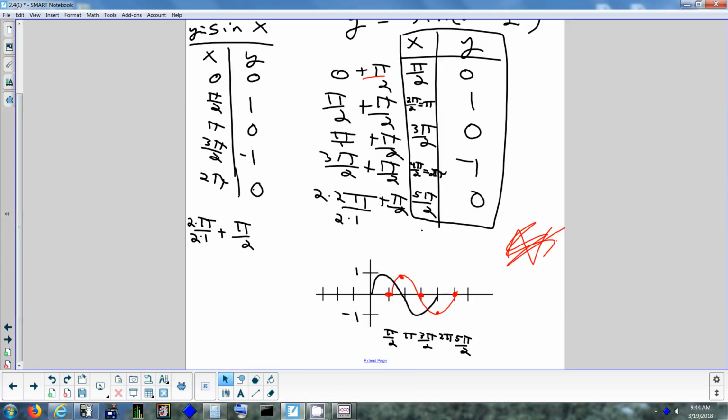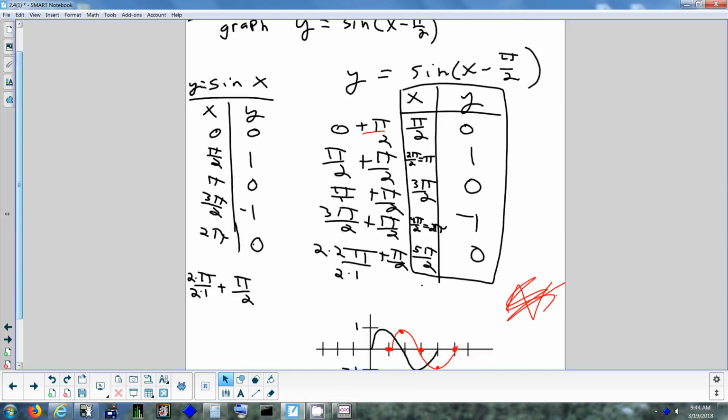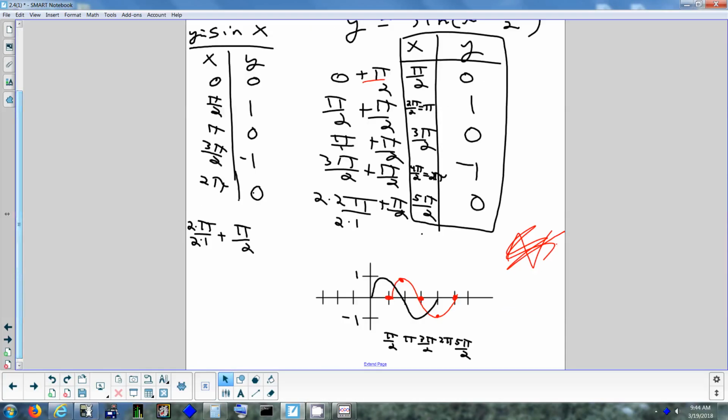You don't have to sketch the original. I'm just showing you where it would have been. And the red one has been shifted to the right, pi over 2. And that's exactly what should happen. When you subtract, it should shift. Okay. Any questions on that one?